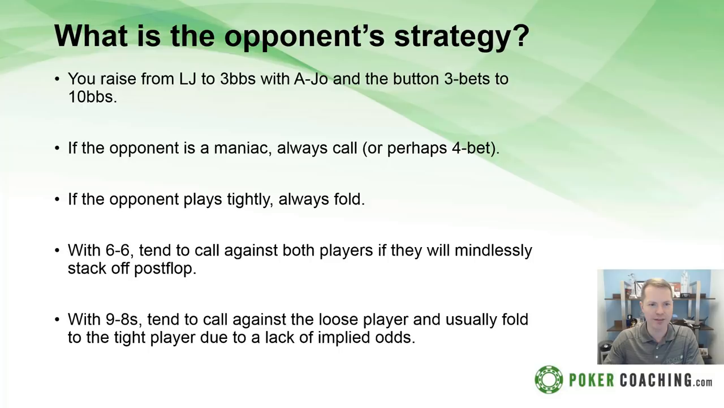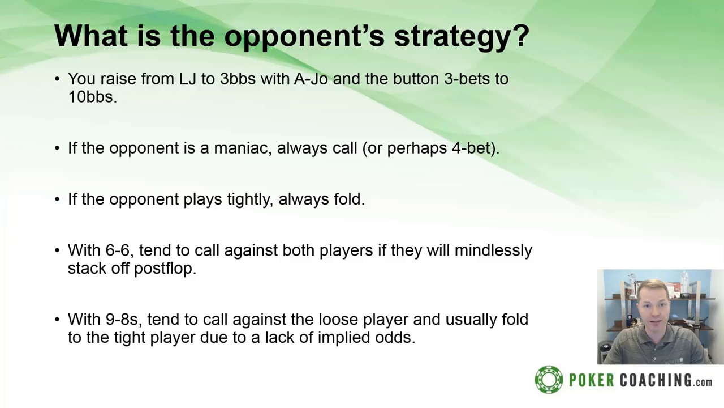So let's take a look at a few examples. Let's say you raise with a low jack to 3 big blinds with ace-jack offsuit, and the button 3-bets to 10 big blinds, all right? Now, if the opponent's a maniac in this scenario, you should pretty much always call, or perhaps 4-bet if you can be happy to get it all in for 100 big blinds, or however deep we're playing, with the ace-jack offsuit. Usually not going to be the case, though.